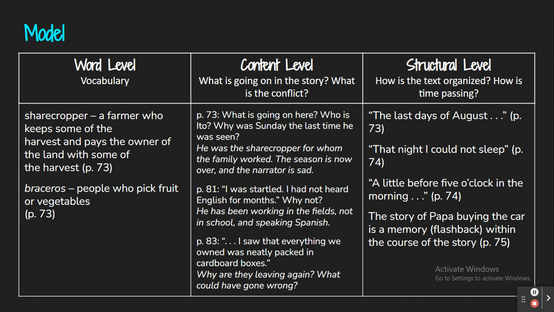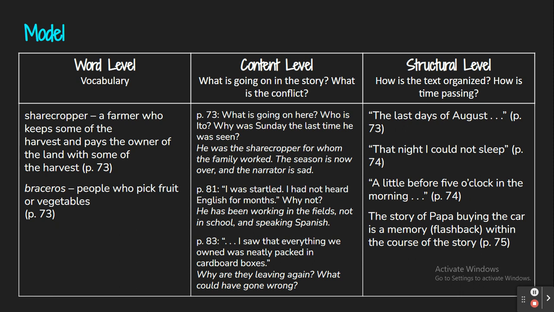And then there were some words in there, especially in another language, that I didn't know, like braceros, who are people who pick fruit or vegetables, that I needed to look up as well. Again, having to stop and look up a new word is not a sign that you are not understanding the story properly. It's just a sign that your vocabulary is growing. There's nothing wrong with that.